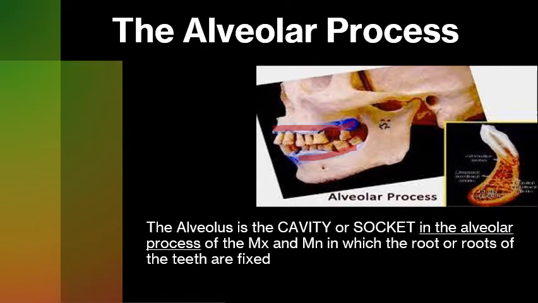While the other part of the alveolar is known as the alveolar bone of the maxilla and the alveolar basal bone of the mandible. So alveolus is also known as the cavity or the socket in the alveolar process of the mandible, in which the root of the tooth is embedded. So we have the alveolar process in which the teeth are embedded, and the actual socket of the tooth is also known as the alveolus.